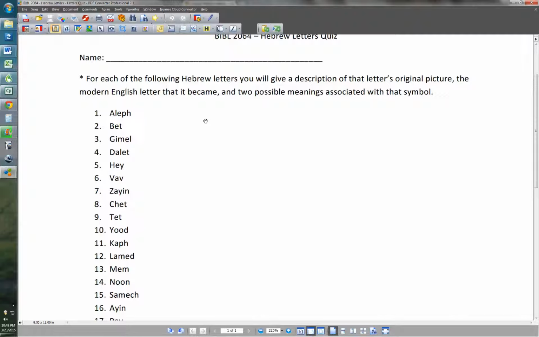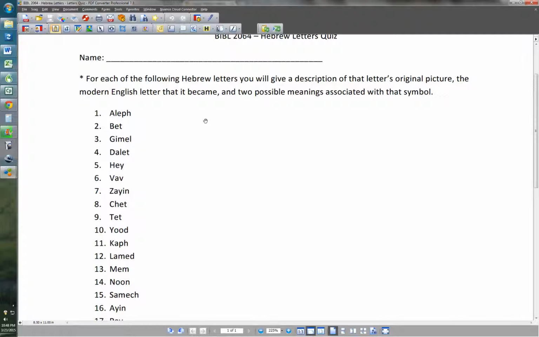Part two is the modern English letter that it became. So this became our modern English letter A. If it did not become a modern English letter, like Tet, right? Tet was the coiled snake. It didn't become an English letter, so just write that in: did not become an English letter.